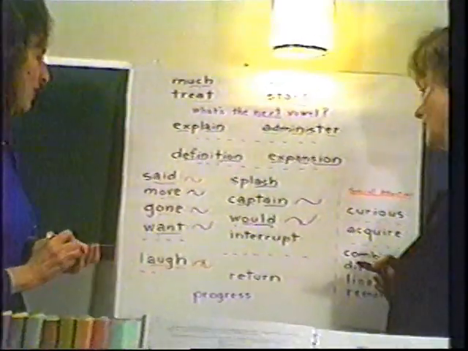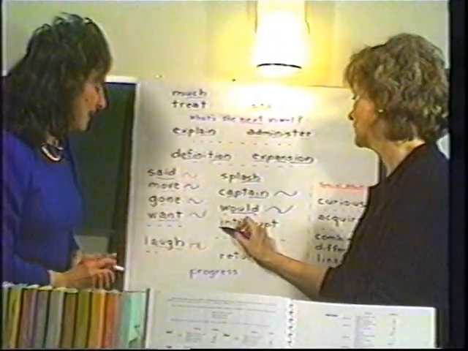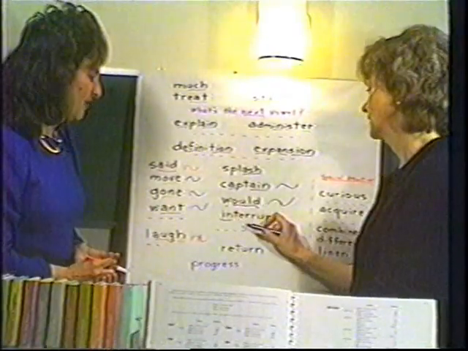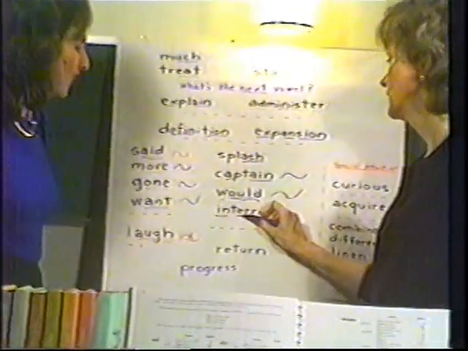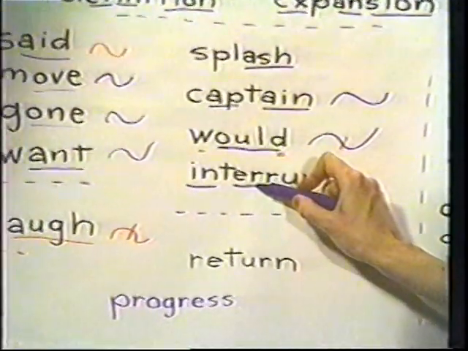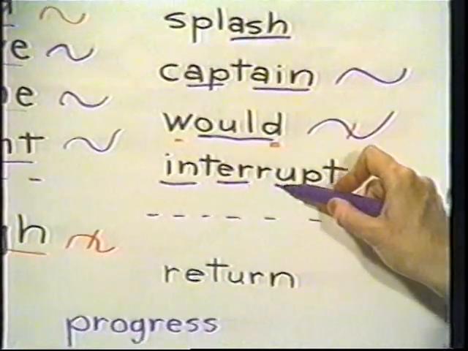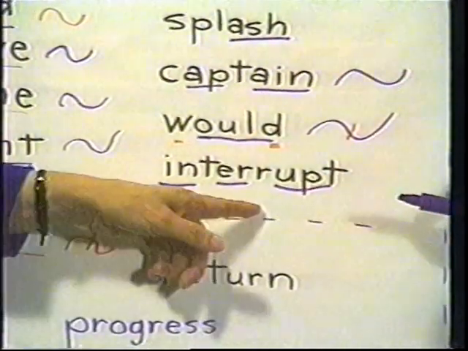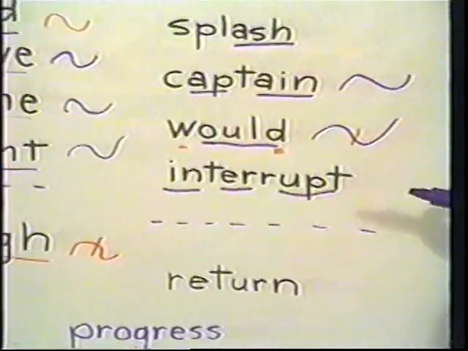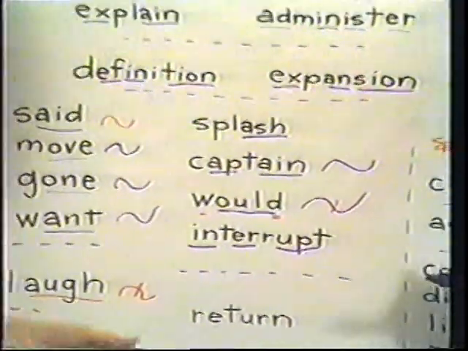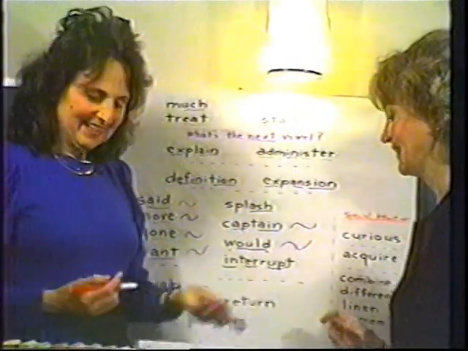Okay? What's the first vowel? I. Underline I-N. What's the family? In. What's the next vowel? E. Underline E-R. What's the family? Add T. Ter. Go back. Inter. What's the next vowel? U. Underline U-P-T. What's the family? Upped. Add R. Rupt. What's the word? Interrupt. Very good. And you may go back to your seat. Thank you.